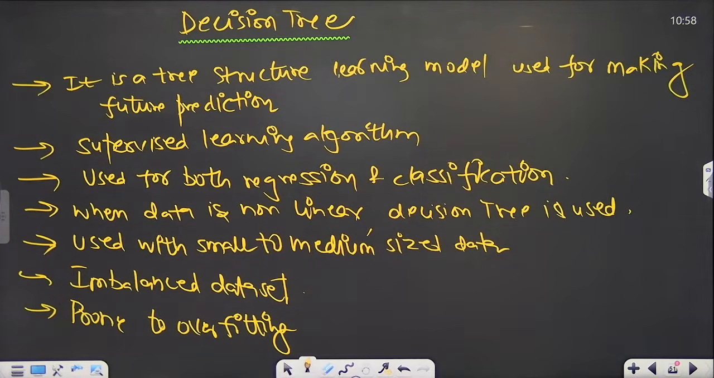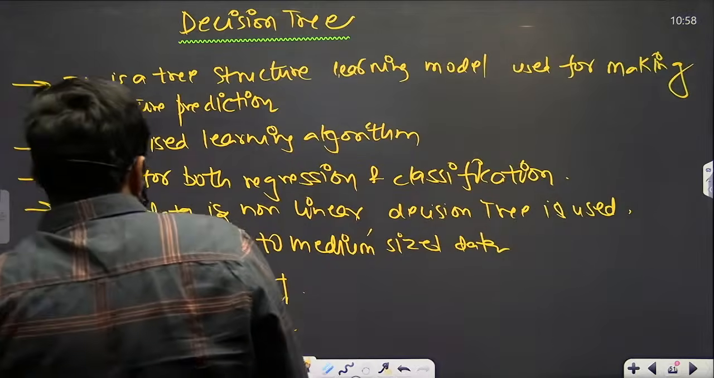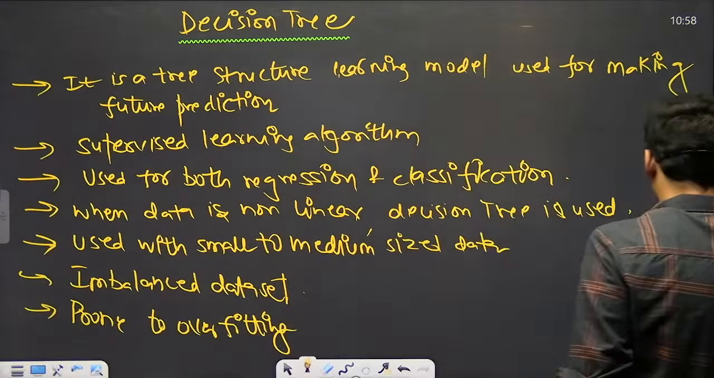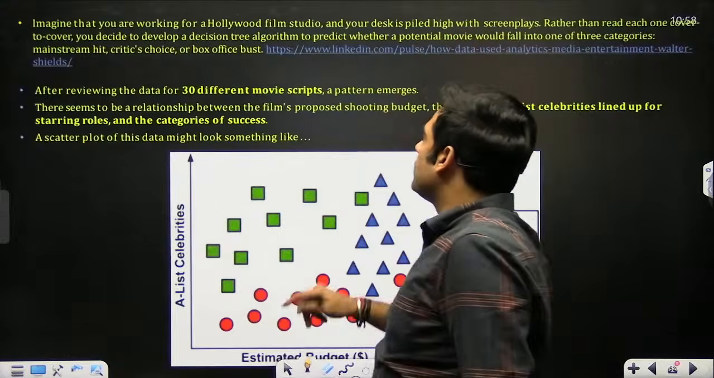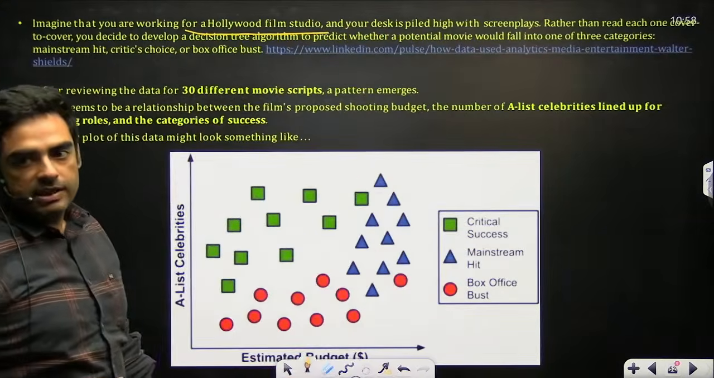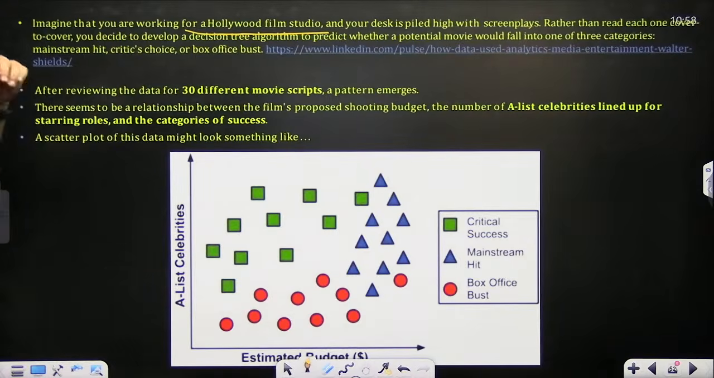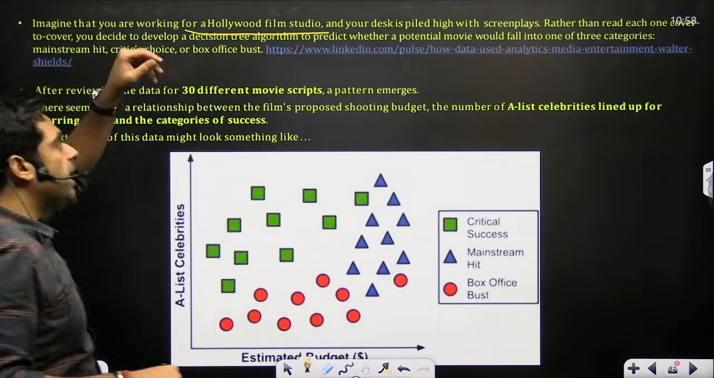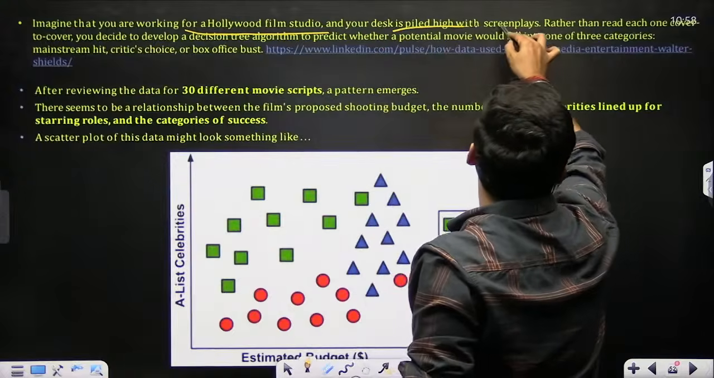Now I'll start with one example. For example, imagine that you are working for a Hollywood film studio, and your desk is piled with a number of screenplays.